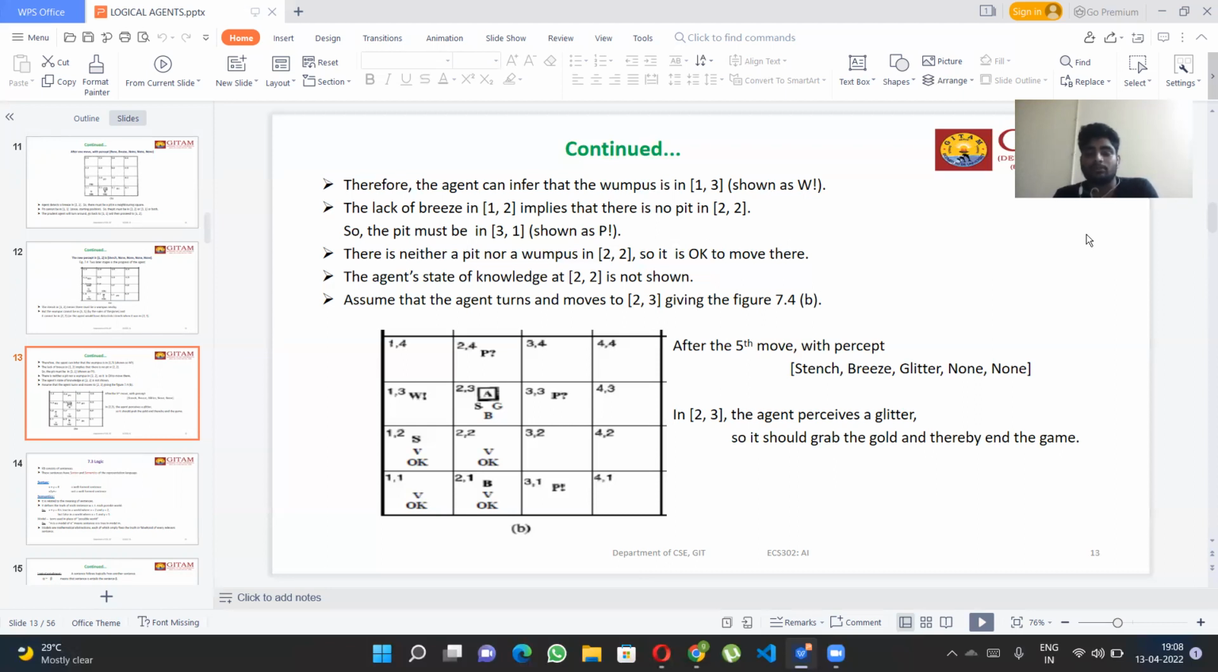After the fifth move, it will move along with the percept only. Then we can identify some stench, breeze and glitter in 2,3. When the agent receives a glitter, it should grab the gold and thereby end the game. So this is my PPT. Okay, I hope you like it.